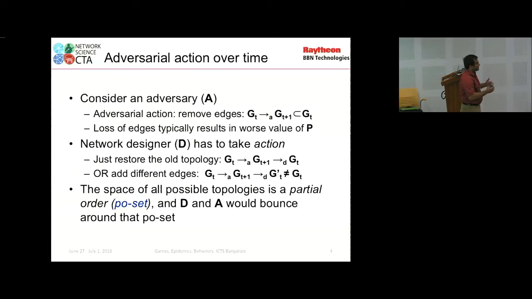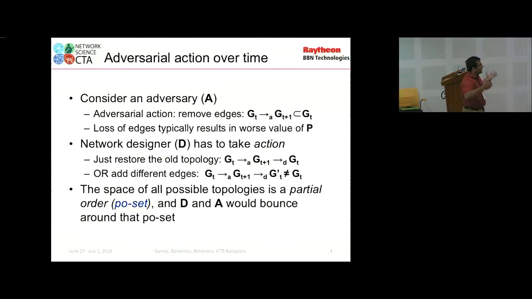Just to keep things simple, you could imagine that the network designer observes the deletion process, and then wants to fix the problem. He can just restore the topology by going back to G sub T, or he could end up adding some different edges, and this arrow sub D means a designer action. It results in a different graph, G prime T, which is not necessarily the same as G sub T. So these could be the two families of actions that a network designer could take.